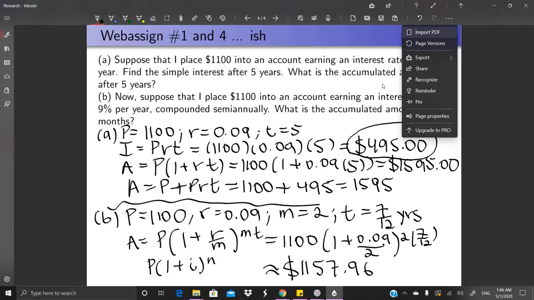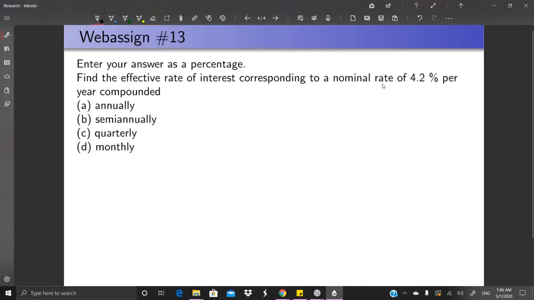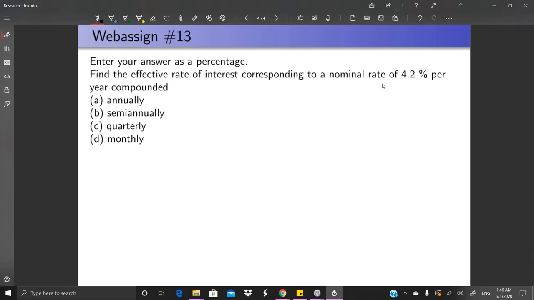Now let's look at a question about the effective rates that we talked about in a previous slide. So erase this. All right, so we want to enter our answer as a percentage. So for the sake of this example, we'll just say the percentage approximated to 2 decimal places. All right, so let's do it.